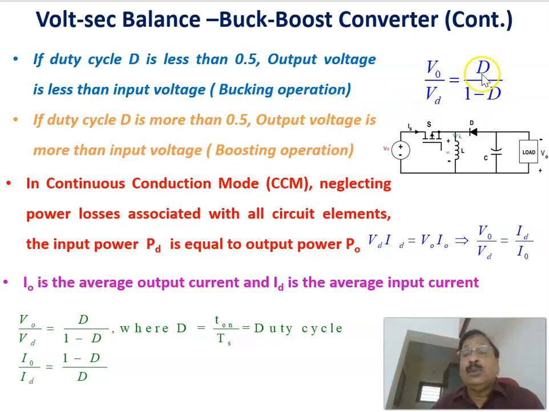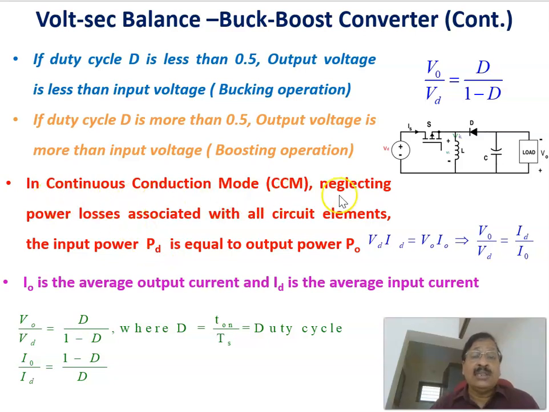Now, if the duty cycle value is more than 0.5, then V0 by VD will become more than 1, or V0 is more than VD, and boosting action is taking place. If duty cycle D is more than 0.5, the output voltage is more than the input voltage, or boosting operation is taking place. Therefore, if D is less than 0.5, bucking operation is taking place. If D is more than 0.5, boosting operation is taking place.